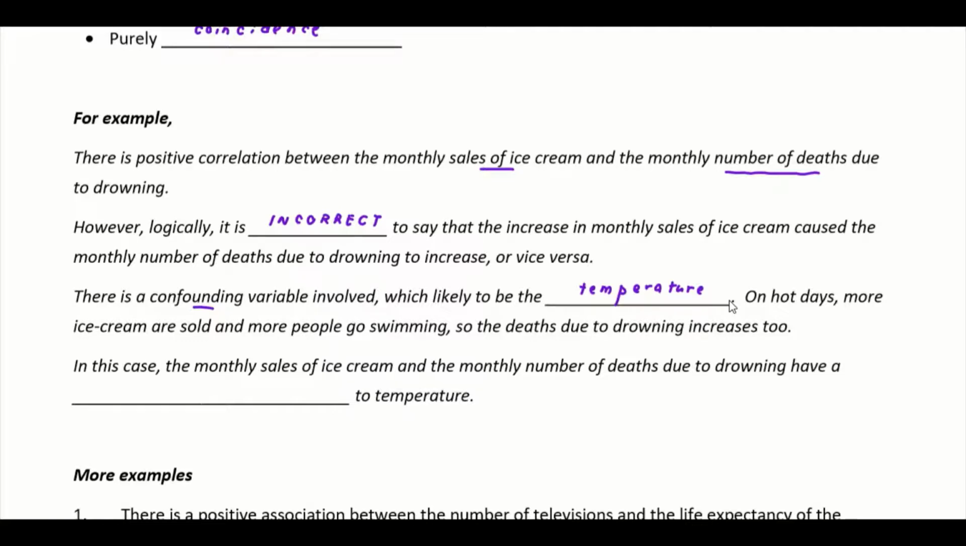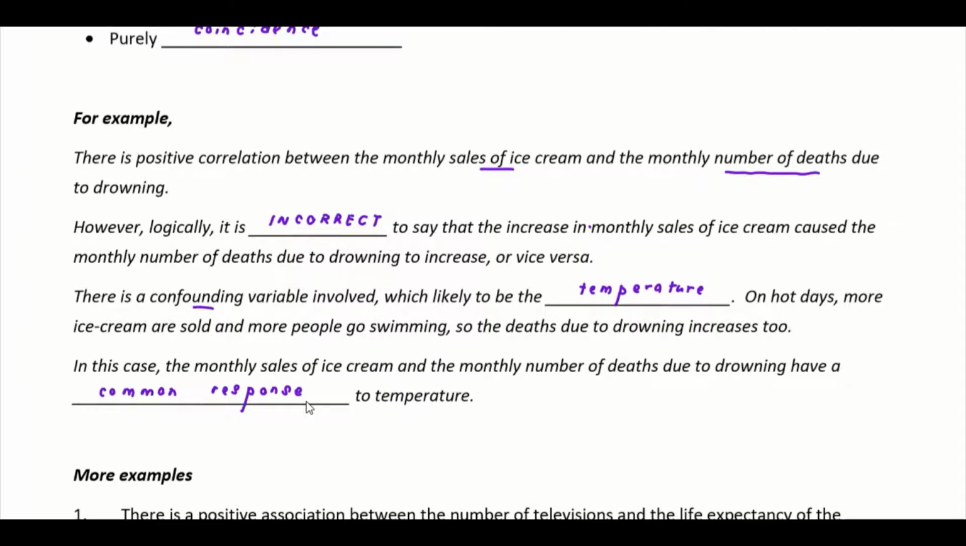When you look at it like this, it is quite logical, right? But we wouldn't say that A causes B. Instead, this is a confounding variable, temperature, that causes the X variable and also the Y variable to have a common response. So in this case, the monthly sales of ice cream and the monthly number of deaths due to drowning have a common response to temperature. It's because of the temperature change. When more ice cream is sold, there will be more deaths due to drowning as well.